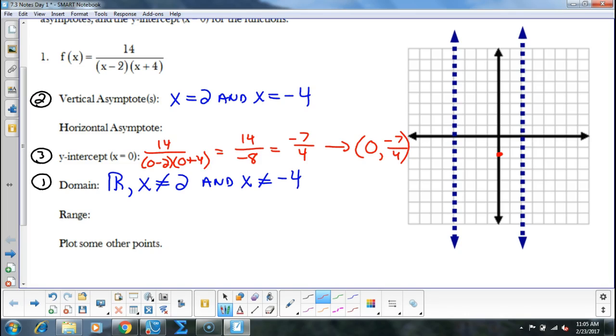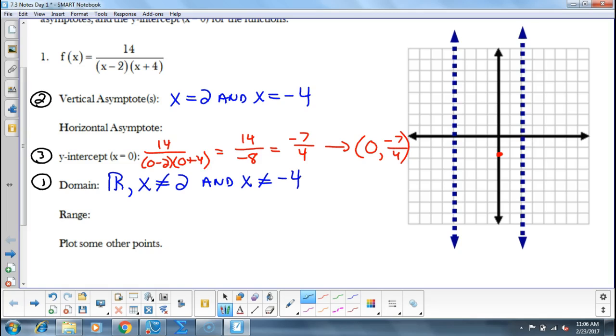Now what? Not quite yet, because I only got 1 point. Plot some other points. Okay. Do we know the horizontal asymptote yet? Just wondering if we know it. If not, then we got to plot some points. What is the horizontal asymptote?